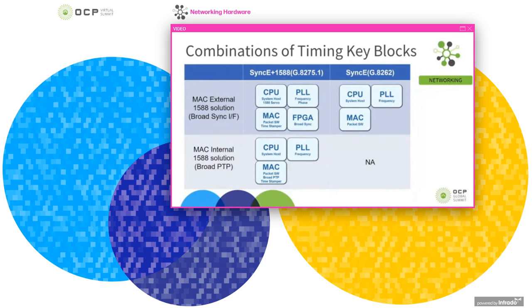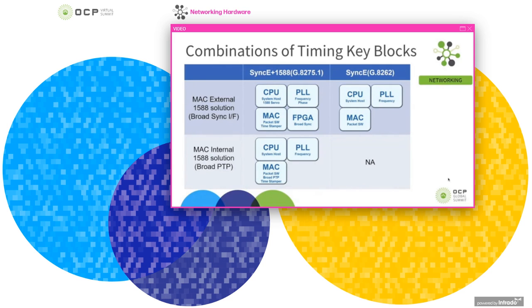In time synchronization, here are several combinations of timing key blocks. In the aspect of the MAC, it's separated into two parts. The first is the external 1588 solution, which we also call the board-sync interface solution. The other is the MAC internal solution, which we call the board PTP solution.